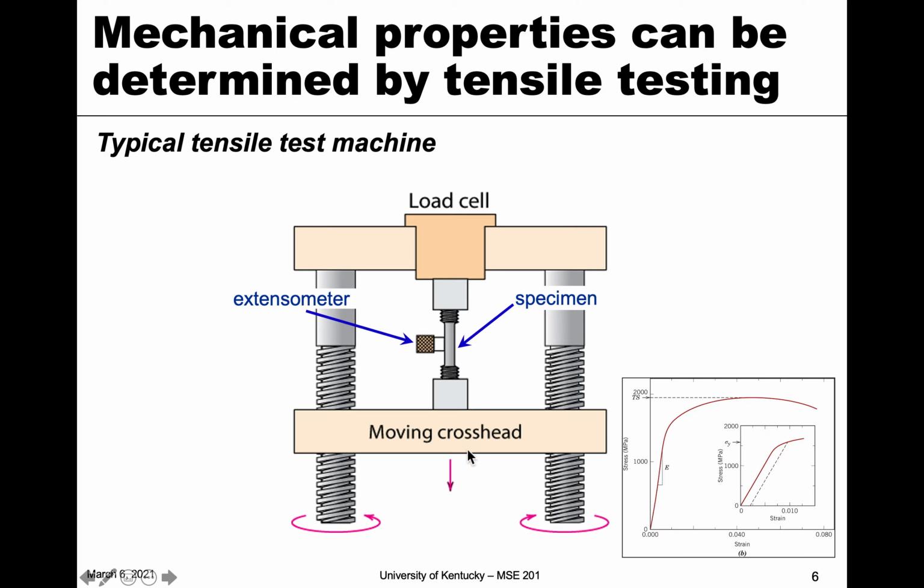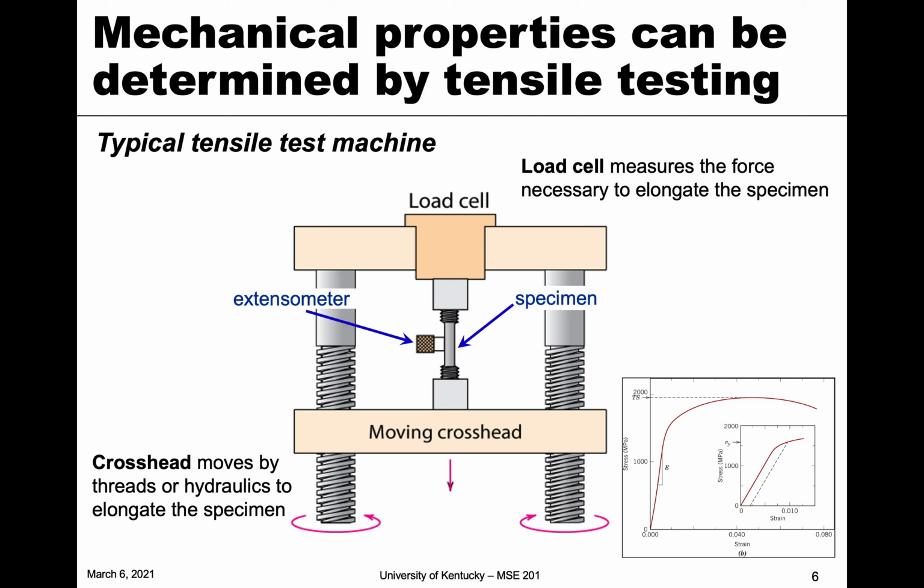We're moving this crosshead downward, pulling apart the sample. Pulling apart is another way of talking about tensile stress. By moving it, we're going to have to exert force. That force is measured by the load cell, and the distance it moves is measured either by the crosshead motion or by this extensometer on the sample itself. So that's in general how we test this. The crosshead moves either by threads or hydraulics to extend or pull apart this specimen. The load cell measures the force, like I said, and the extensometer is placed to measure what we call the elongation.